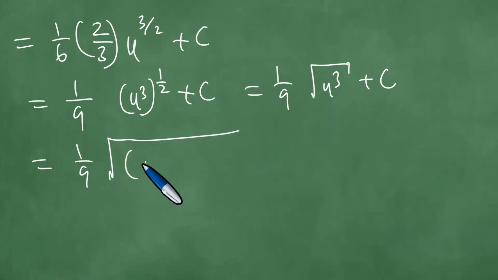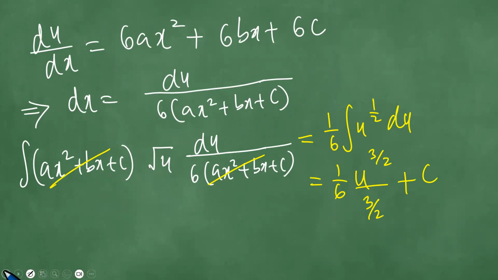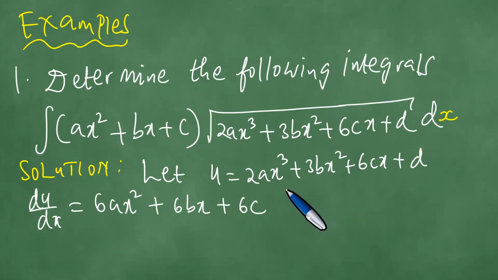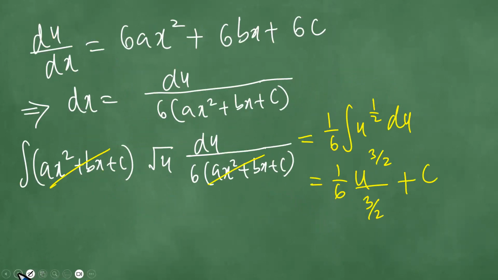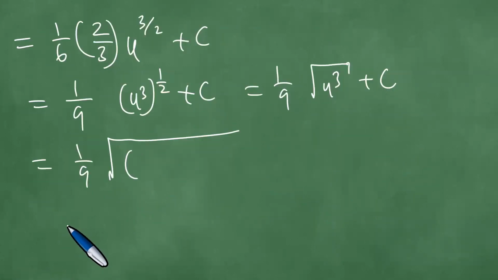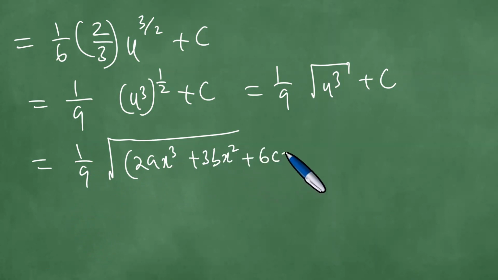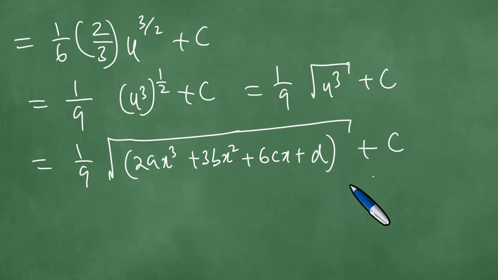What is u here? It is what we had in the beginning. u is all this. Yes. Right, good. So u is exactly that. We're going to do a lot of problems, but this is just a start. So we have 2ax cubed plus 3bx squared plus 6cx plus d, plus c. So this basically is the answer to the question. Okay. What is the next problem?